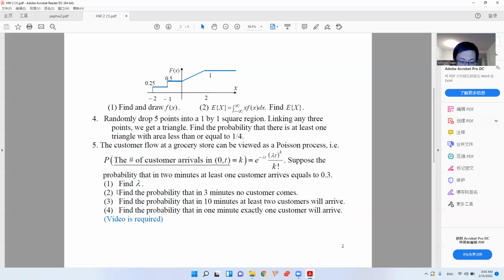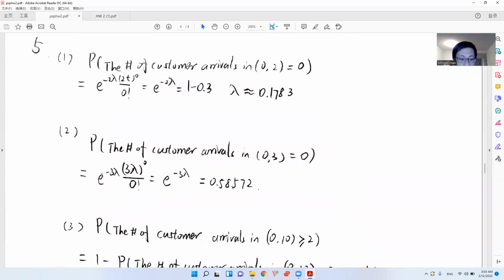The second part is to find the probability that in 3 minutes, no customer arrives. No customer arrives would mean that k is equal to 0. And in 3 minutes, t is equal to 3, so plug in the value. It's pretty straightforward, just do the plain calculation, with lambda already calculated as this value. So this probability is easy to calculate, that's it.